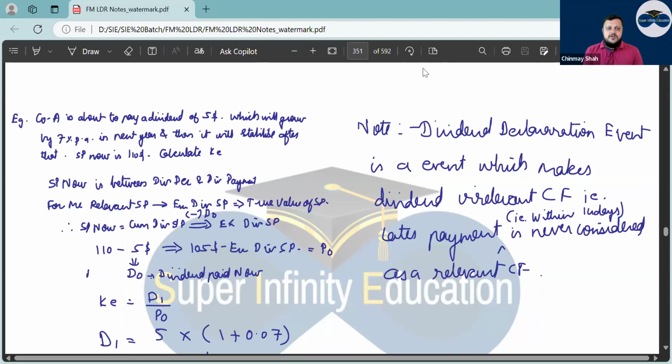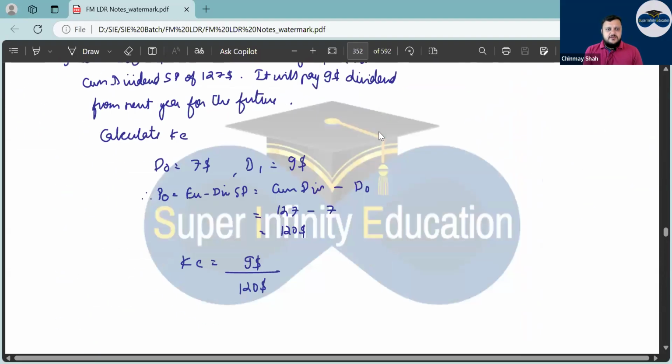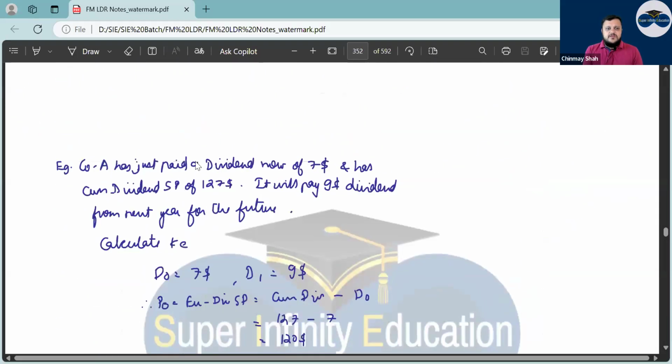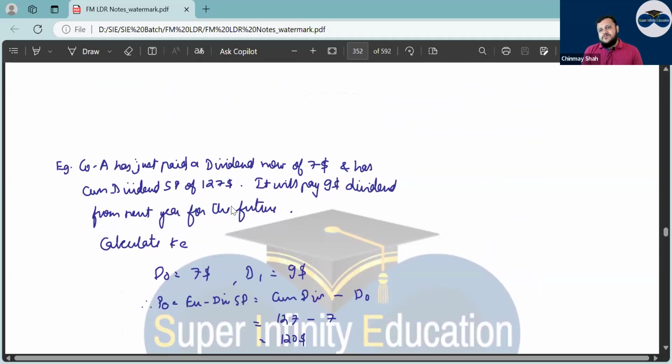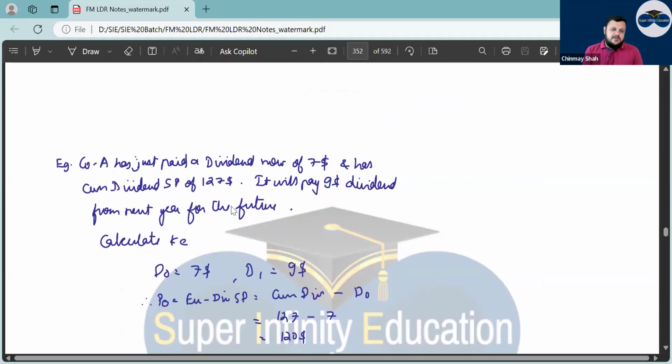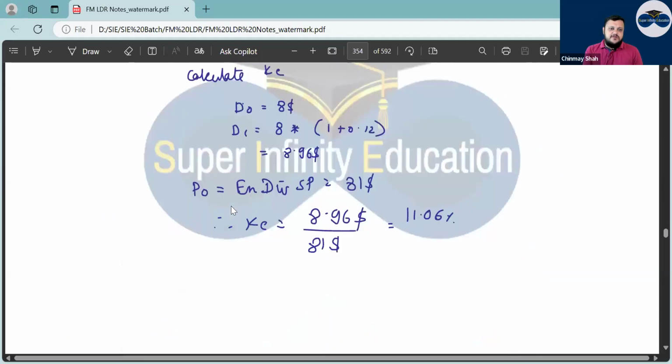No. The next question would be something like that. They have given a dividend paid. The company just paid a dividend of $7 and has come dividend share price. Will you take the come dividend share price? Never ever, right? So deduct the dividend. If it is come dividend, deduct the dividend from it and do your work.